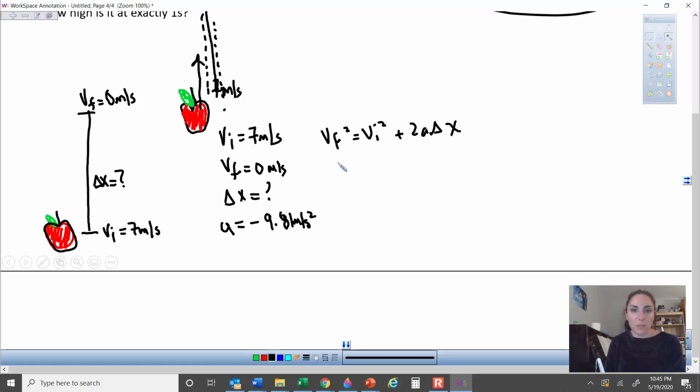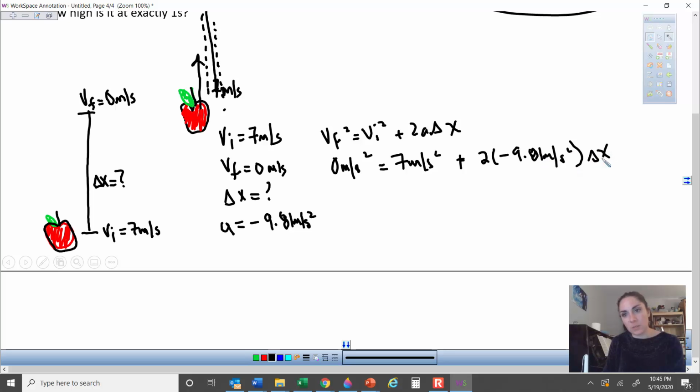It's this one. So 0 is the final, 7 is the initial, plus 2, negative 9.81, delta x. So 7 squared is 49, and I have to subtract that out. So negative 49 meters squared over second squared equals negative 19.6 meters per second squared, because I combined and did 2 times 9.81. I just memorized that because this just happens a lot. Delta x. This is where I do need a calculator.